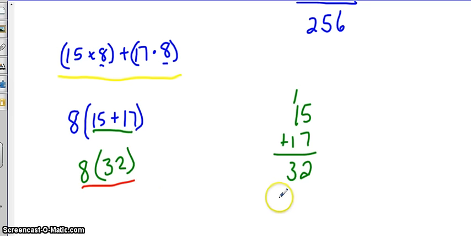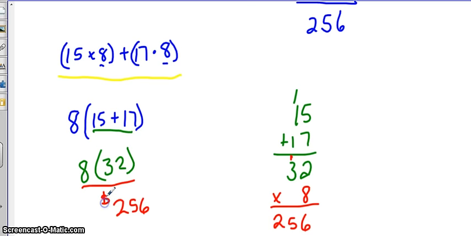So I'm going to go ahead and multiply this 8 over here. Again, 8 times 2 is 16. We write the 6, we carry the 1. 8 times 3 is 24, plus the little 1 we carried is 25. And so the answer is $256, because we're talking about money being made.